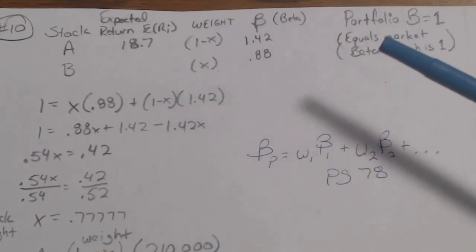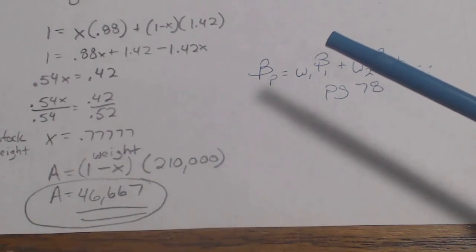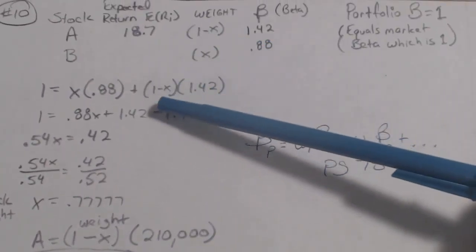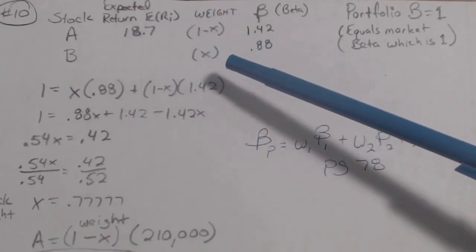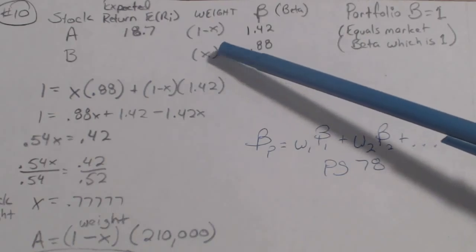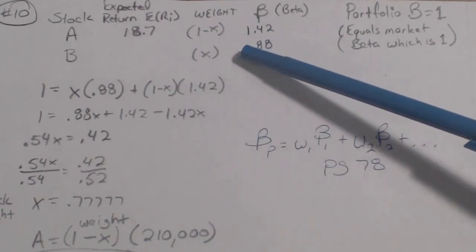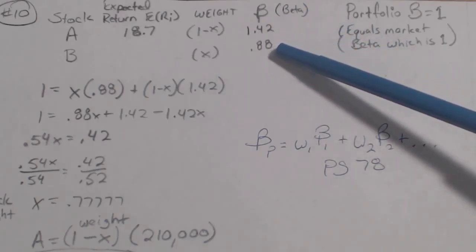You want to figure out what stock A is worth, and you can do it one of two ways. You can do stock A as X and B as 1 minus X, or vice versa. I just did it this way: B as X and A as 1 minus X. The betas they tell you are 1.42 and 0.88.